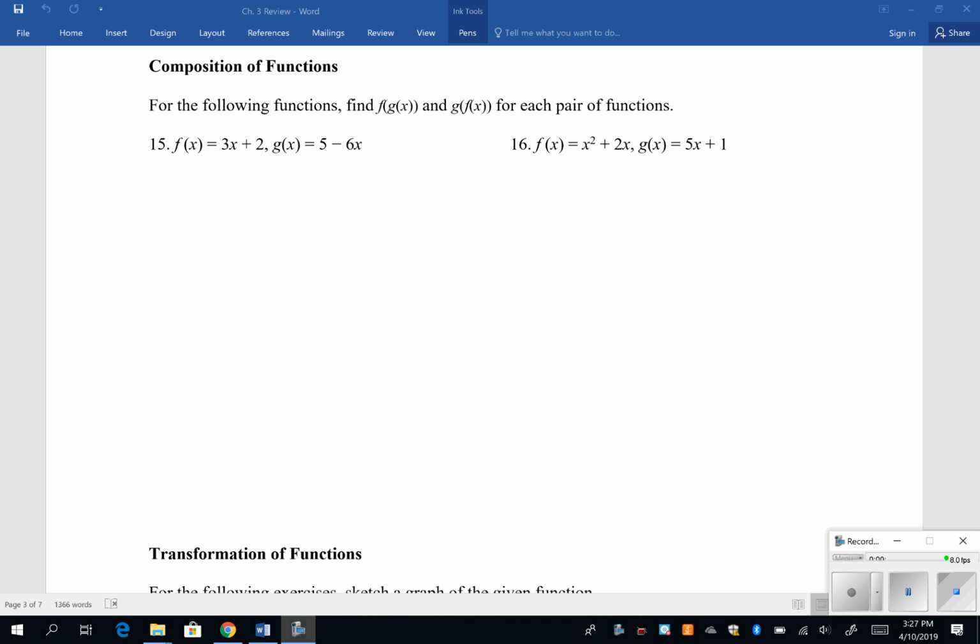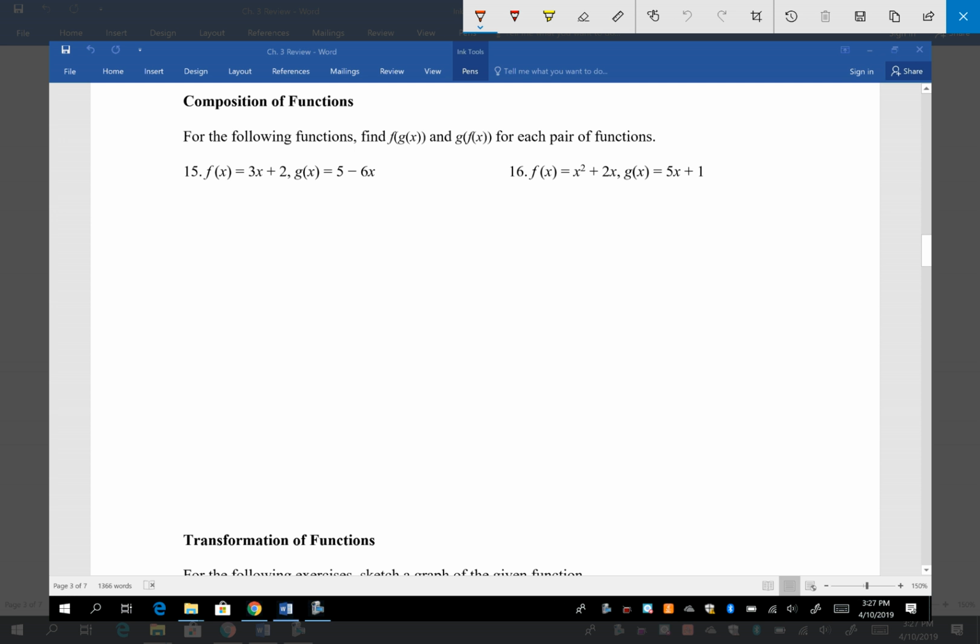All right, we are here with period 4 going over our review from chapter 3 talking about functions for our test tomorrow. We're going to start with number 15. It says to find f of g of x and g of f of x. So let's find f of g of x first.